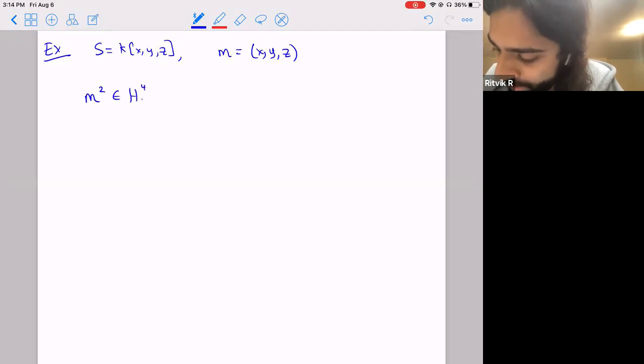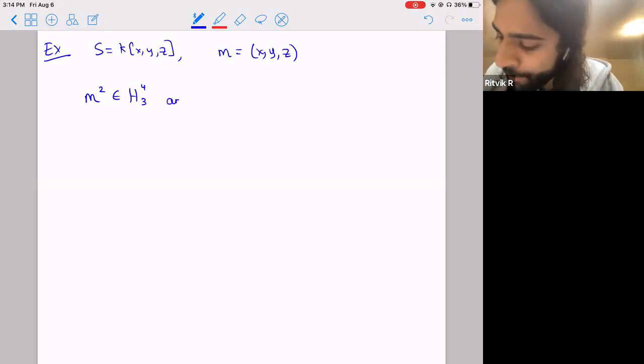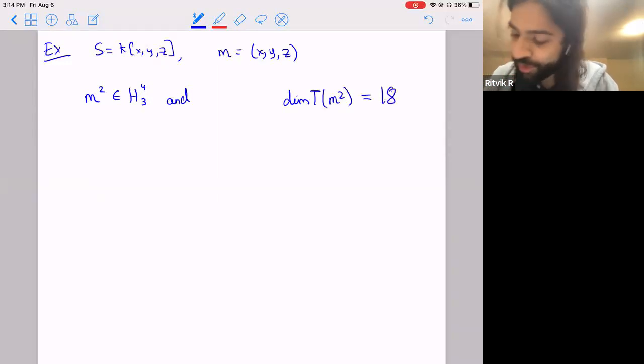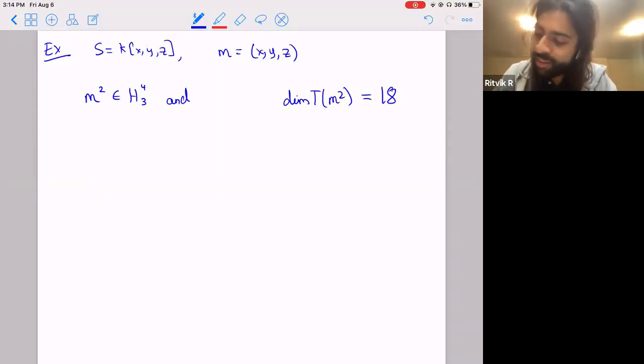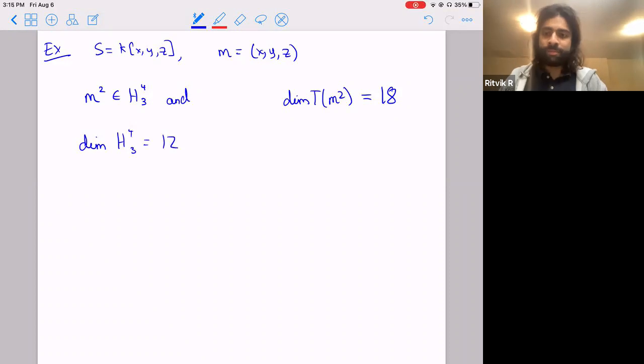So just assume for now that the square of the maximal ideal has colength 4, and I will tell you how to compute this later. And the tangent space to this has dimension 18. And so the Hilbert scheme has dimension 12, because 4 times 3. And so this is indeed the singular point.